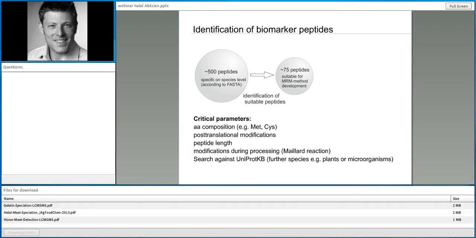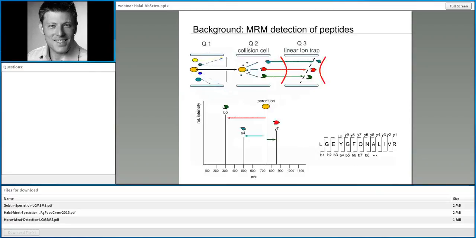And finally, we searched all candidate peptides against the UniProtKB database in a halfway automated fashion to be sure that these peptides are not in relevant plant proteins or in microorganisms, because you might have a problem if you think about, for instance, salami, which is a fermented meat product. You have lactobacilli in there which do the fermentation, and if you have the same peptide which is produced by the microorganisms, you will maybe see false positive results. So you also have to bear this in mind for your method development.